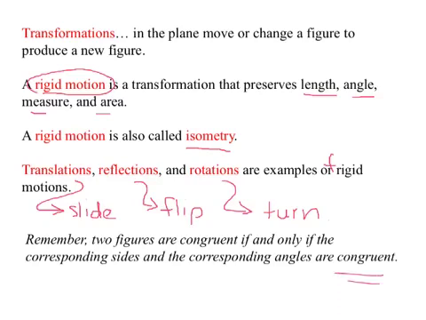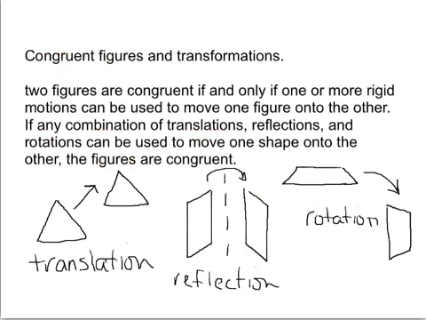Okay, equal. Okay, congruent figures and transformations. Two figures are congruent if and only if one or more rigid motions can be used to move one figure onto the other. If any combination of translations, reflections, and rotations can be used to move one shape onto the other, the figures are congruent. So you need to imagine with me that these figures are congruent, a translation. So this is A, and it slides onto B, and they are congruent.